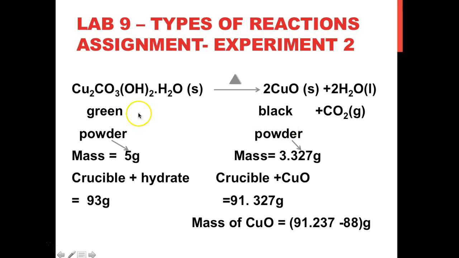So this hydrate that you took was about 5 grams. All right, crucible is 88. 88 plus 5, that's 93 grams. Once you heated it, the mass comes down because you've lost water and carbon dioxide. So the mass has come down to 91.327. If you subtract the mass of that empty crucible out of it, then you get 3.327. That's the mass of the anhydrate, the copper 2 oxide that's left behind. Okay.